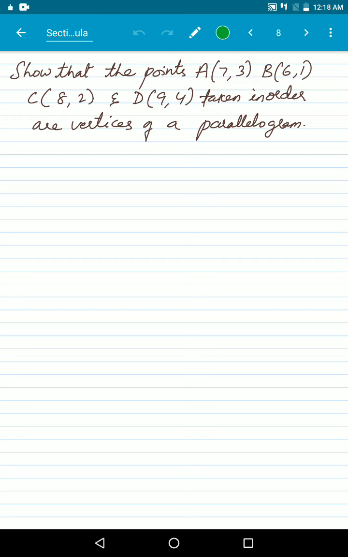This concept: show that the points A, B, C, D taken in order are vertices of a parallelogram. We did this type of problem in the last exercise also, in the last video. Suppose this is A, B, C and D, we should take this in order A, B, C, D. So this is the order.